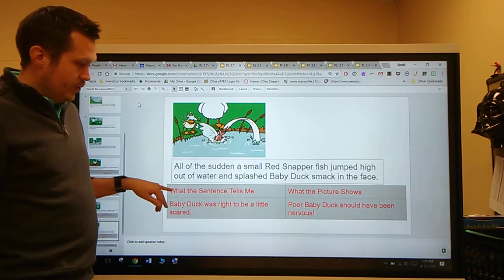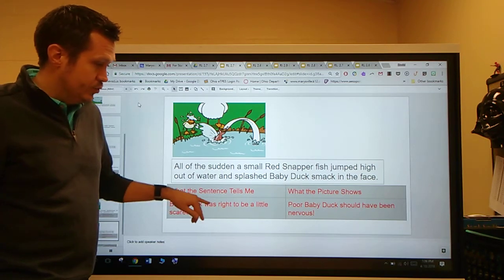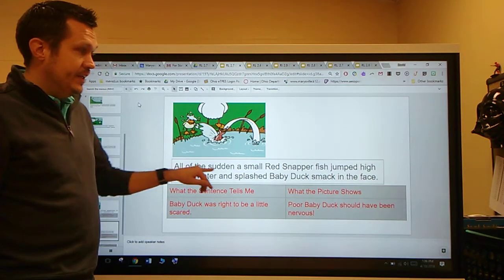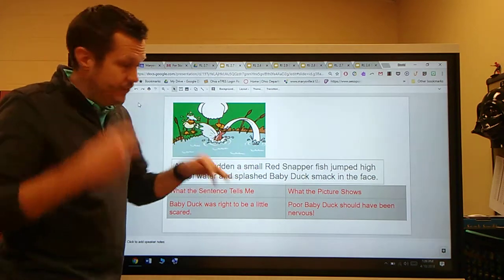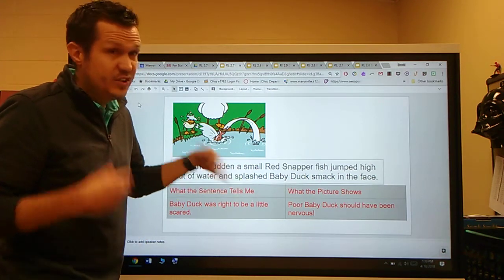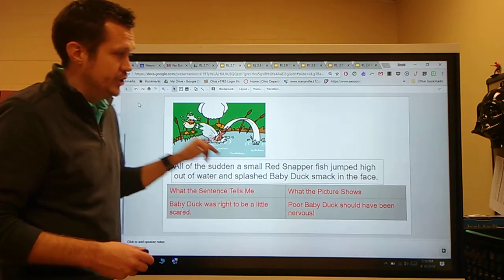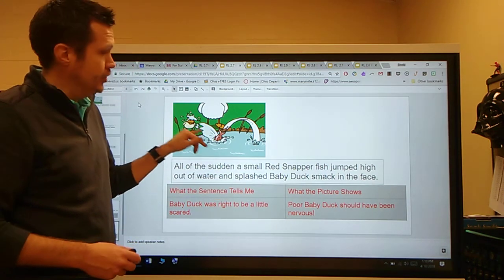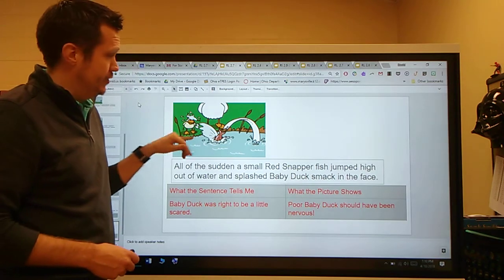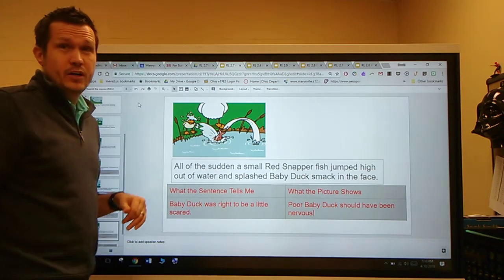So the words are telling me that Baby Duck was right to be a little scared, because the words are telling me that she got splashed in the face with water. That's what the words say. That's what they're telling me. The picture's telling me pretty much the same thing. It's telling me that poor Baby Duck should have been nervous, because something bad was going to happen to her. That snapper fish splashed water on her.